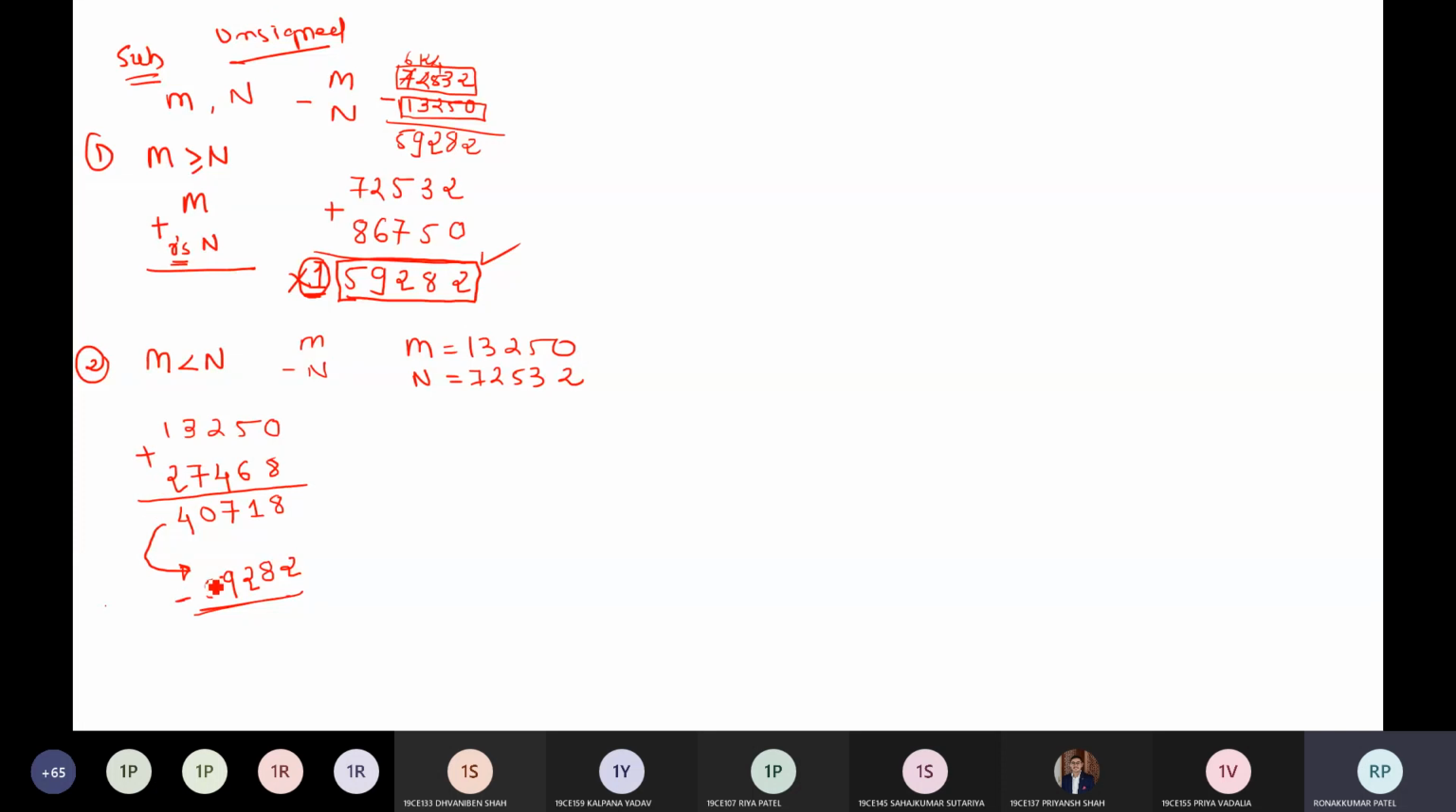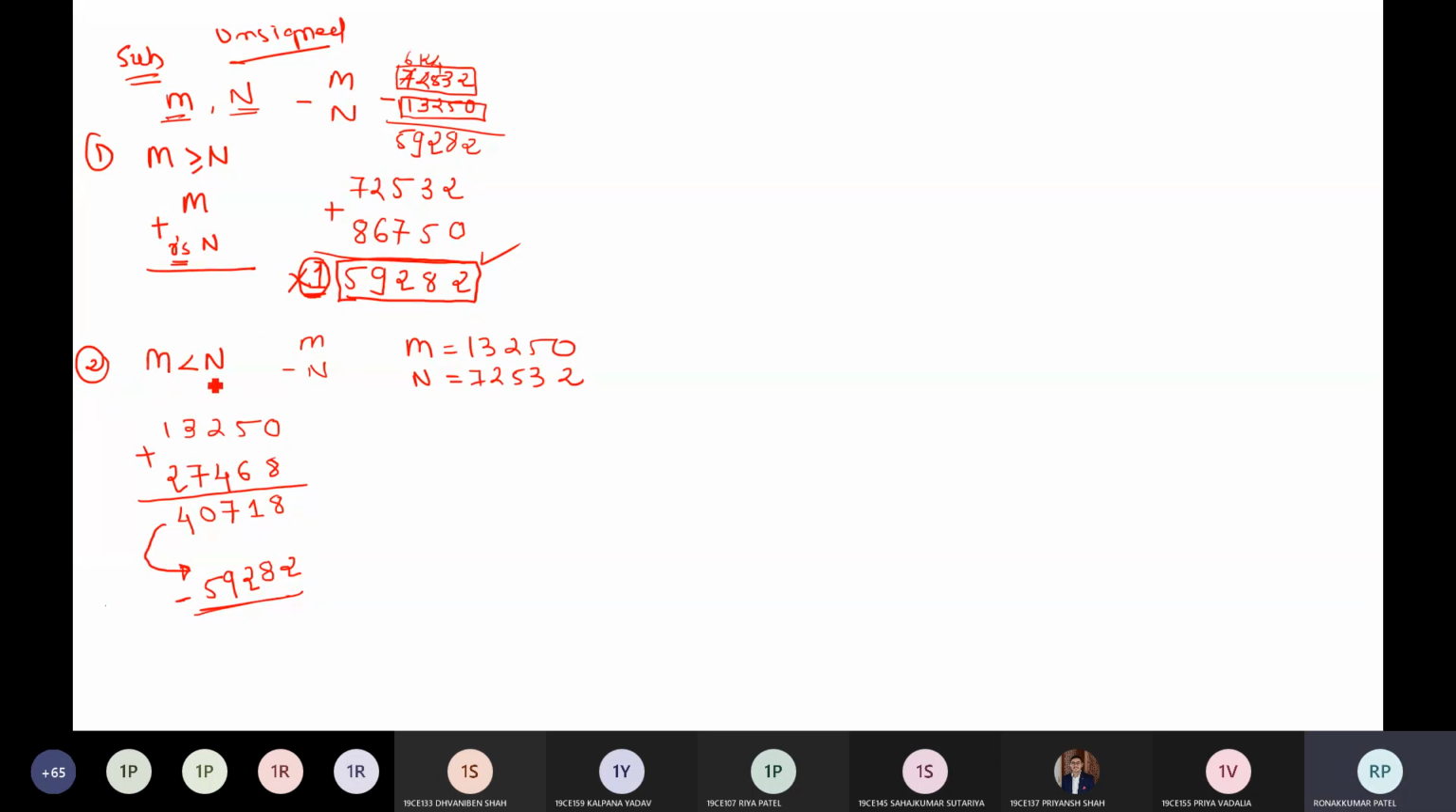This is the first one, and here only once. So if you have two numbers m and n, and they are unsigned, if your m is greater than or equal to n, then you need to follow m plus r's complement of n. If you perform that, it will generate the end carry. Just remove that end carry and the rest of the value will be your answer.